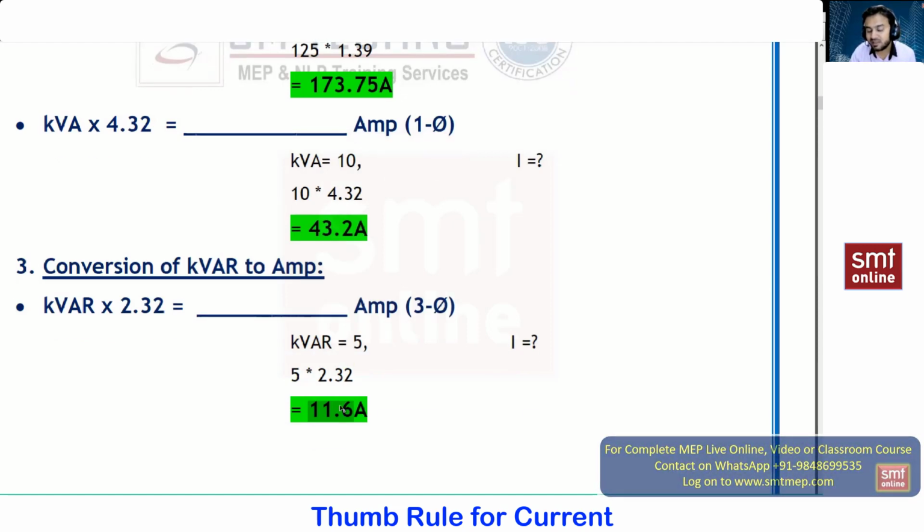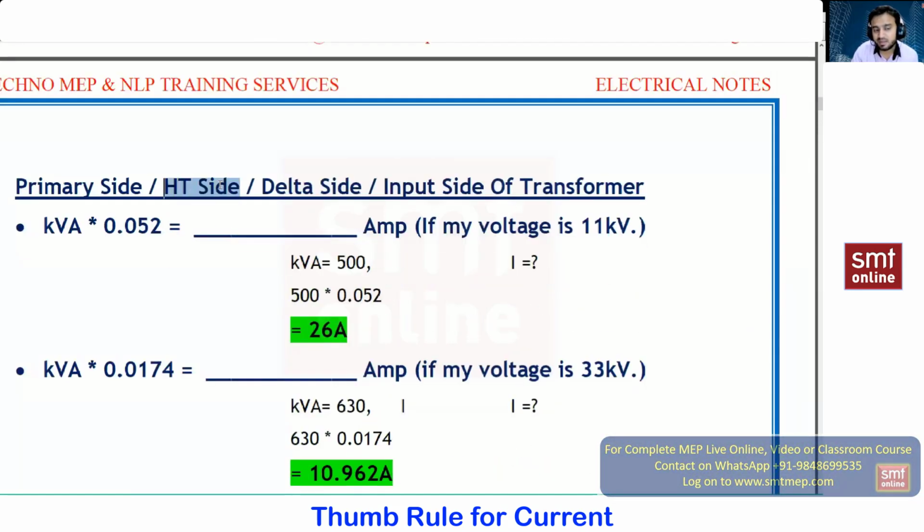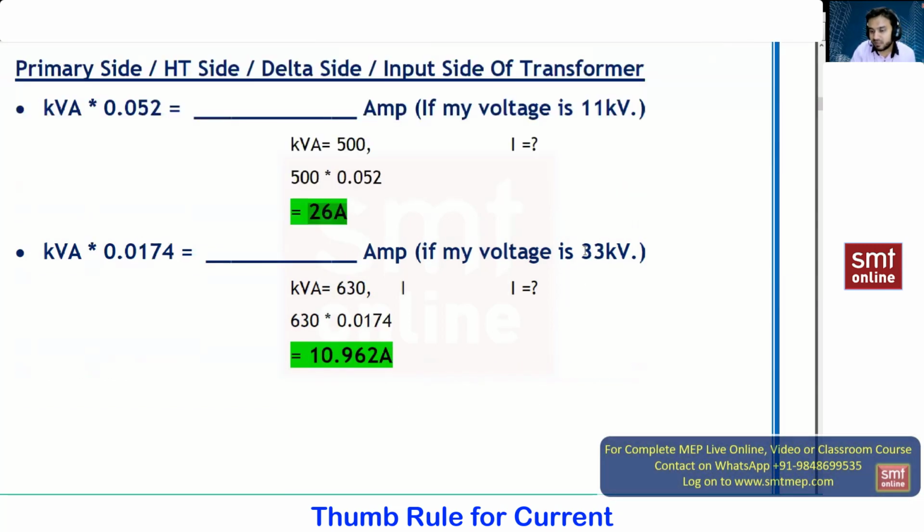But I don't recommend working this way in real time, because this is not a professional way. If you are working with the high tension side, as I told you, with a point of supply of 11 kV the multiplying factor is 0.052. For example, in my project I have a 500 kVA transformer. What will be the current at the high tension side? Multiply with 0.052 and you get 26 ampere. If you have a point of supply of 33 kV, the multiplying factor is 0.0174. I have a 630 kVA transformer, so the current at the high tension side will be 10.962 ampere. Even if we apply the same calculations using the formula, you will get the same answers.